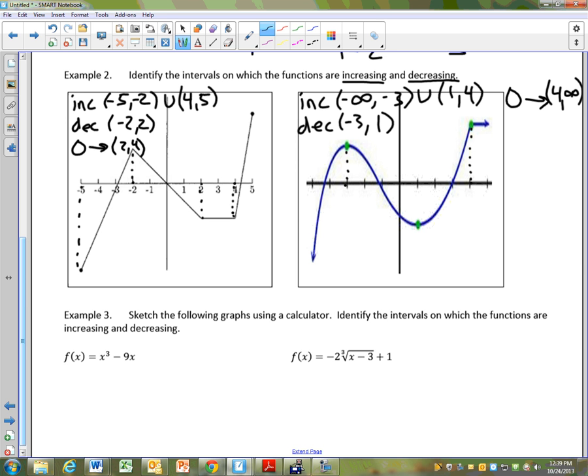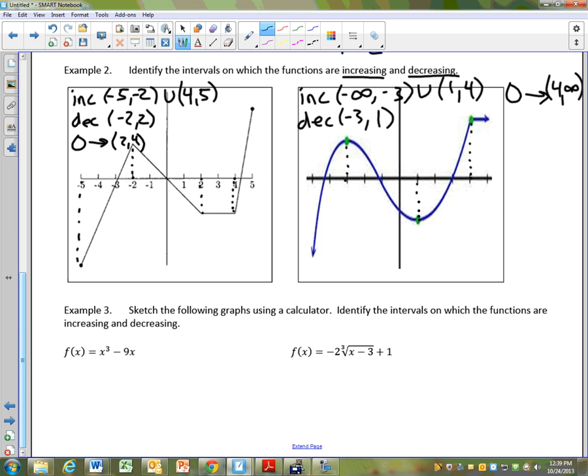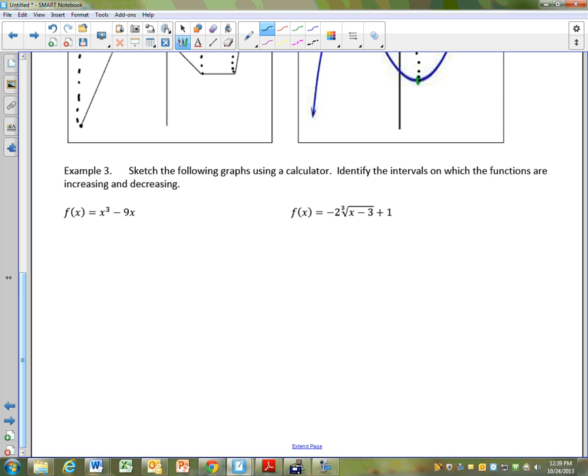Question? So from negative 3 to positive 1, it's going down. Right in this interval right here. And it's going up between 1 and 4. We just got to do these two bottom ones on our calculator. All right, take out your calculator. Let's have some fun.